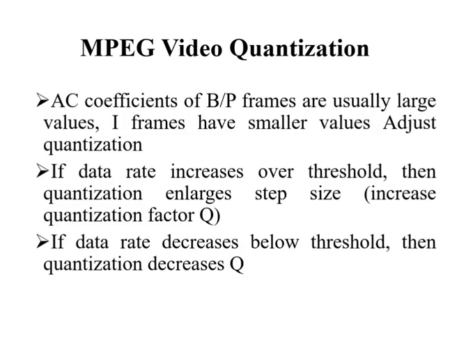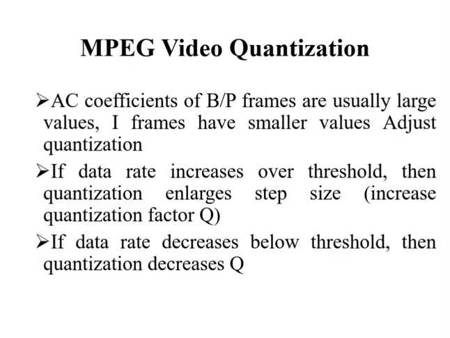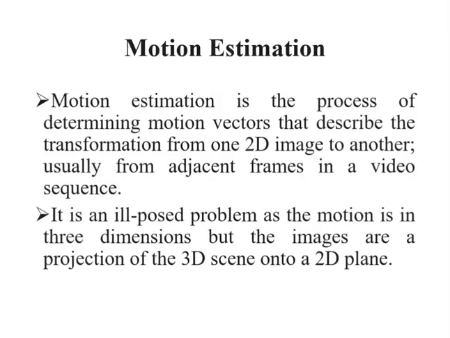Then the next topic is MPG video quantization. AC coefficients of B or P frames are usually large values. I frames have smaller values. Adjust quantization: if the data rate increases over a threshold, then quantization enlarges the step size, that is increases the quantization factor Q. If the data rate decreases below the threshold, then quantization decreases Q, that is the quantization factor.